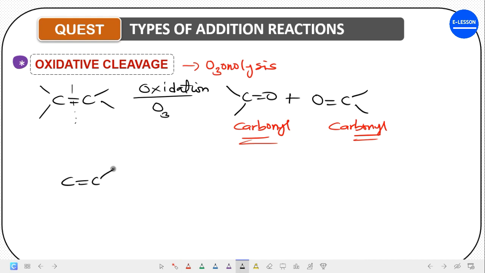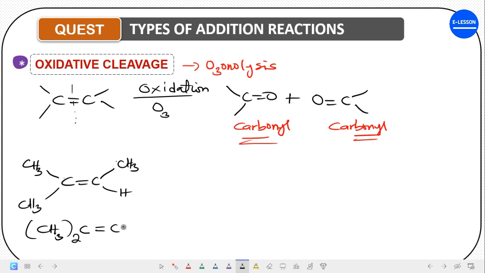Let's say you have something like this given to you: CH3, hydrogen. Then you have CH3, and then you have CH3. Now recall that this can also be written as CH3 in brackets. How many of them are here? 2. So you have 2, and then you have this carbon double bond C, and then you have H and CH3. Now you may be given in this form. Know that these two things are what?